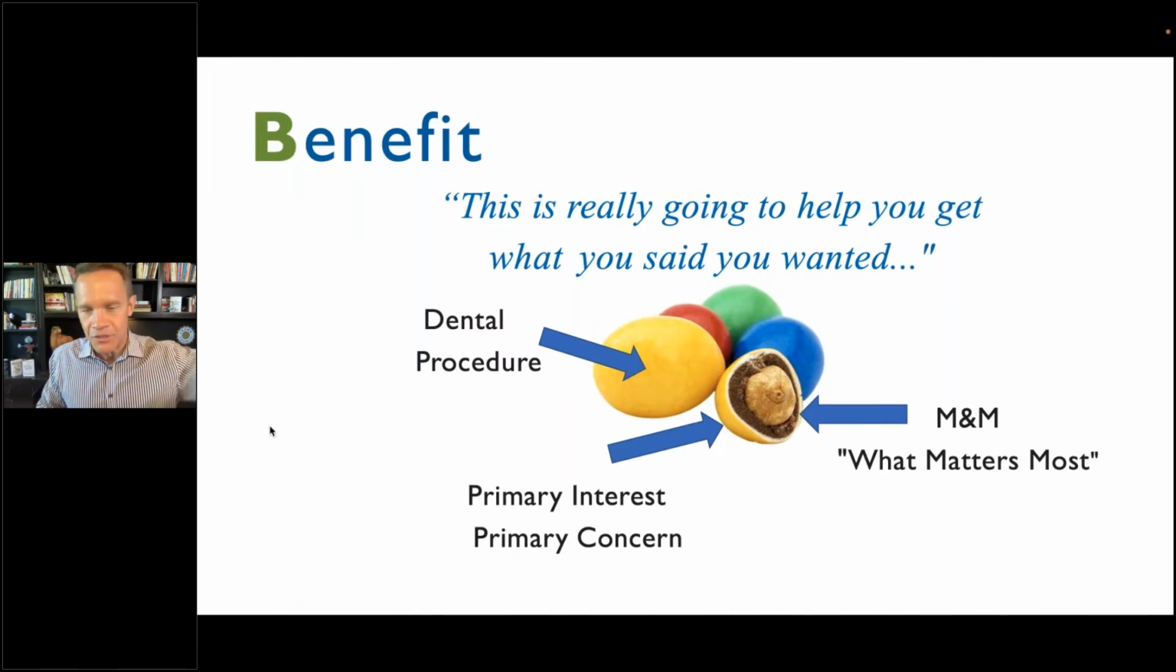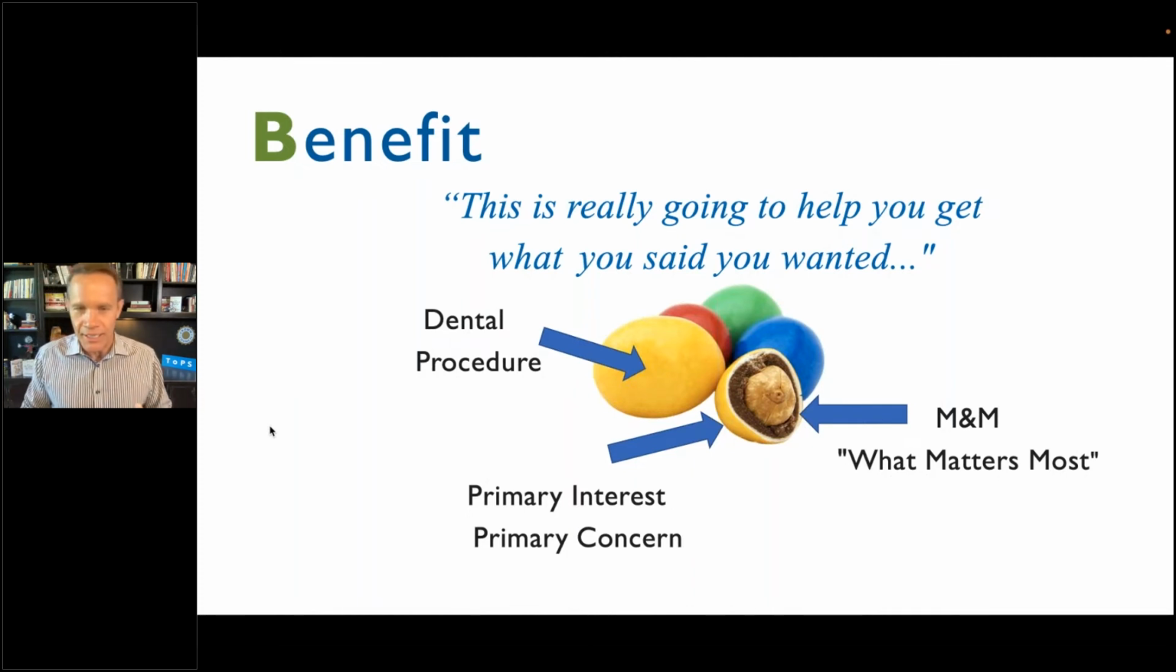What's the benefit? So this is the word picture. This is an M&M, as you can tell, a peanut M&M that has three parts to it. The candy coat on the outside is the dental procedure, right? That's the obvious piece. That's what we all see. We all see the procedures. That's what's in the treatment plan.